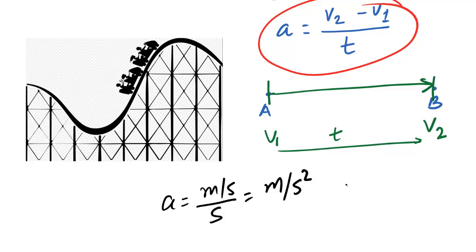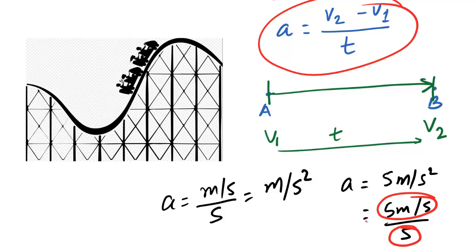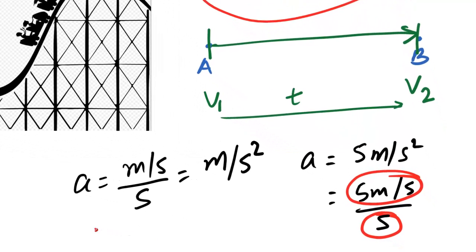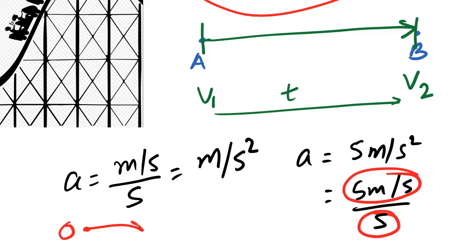So if you have some value, let's say acceleration is 5 meter per second square. What it exactly means is that velocity is changing by 5 meter per second every second. So if it's starting from 0, after 1 second its velocity will be 5, after 1 second more its velocity will be 10, after 1 second more velocity will be 15, and so on.